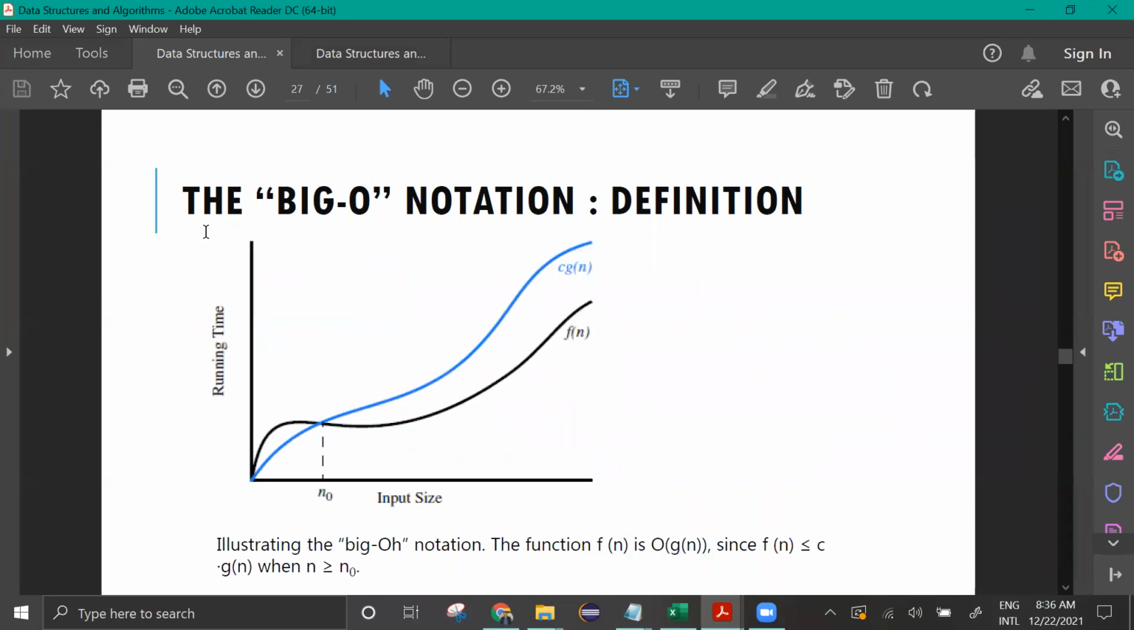So here is the graphical explanation of that. We have C g(n). C g(n) is always greater than f(n) if n is greater than n0.